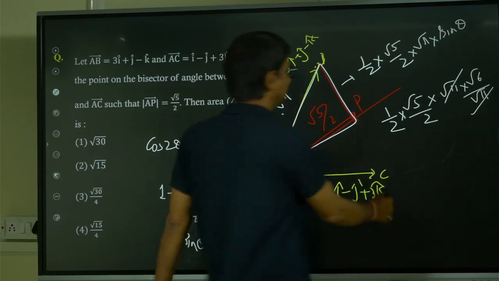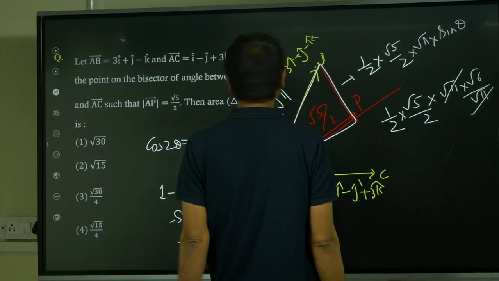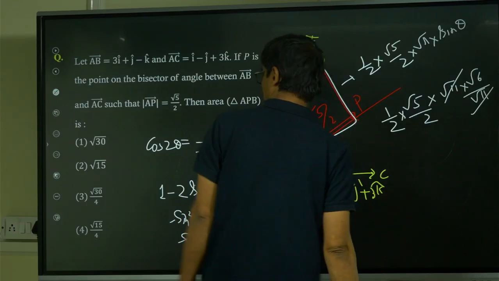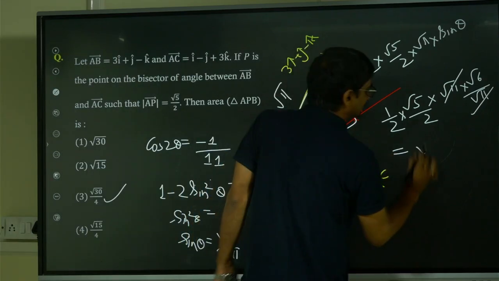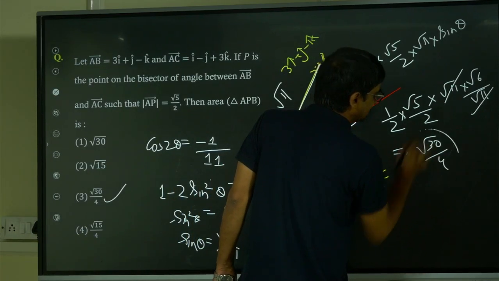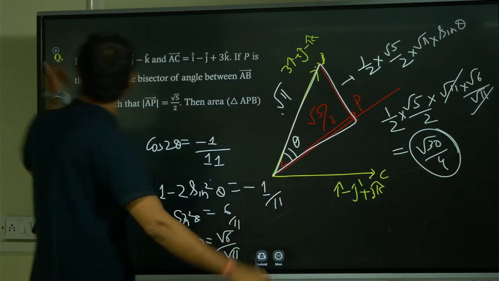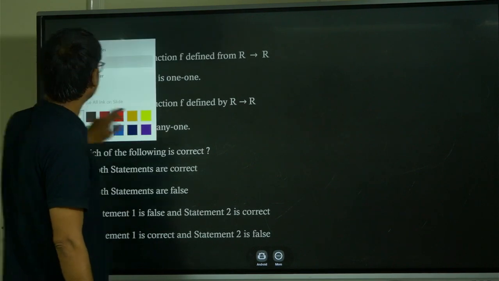Okay, 4, root 30 by 4. Oh yeah, we have an option. Okay, fine. So root 30 by 4. So that's again a simple one. Okay, so a simple one, I mean not a difficult one.